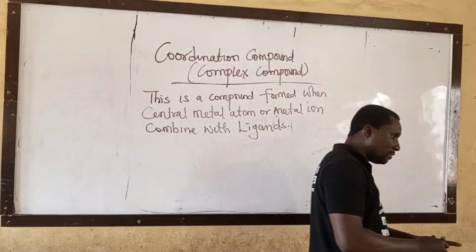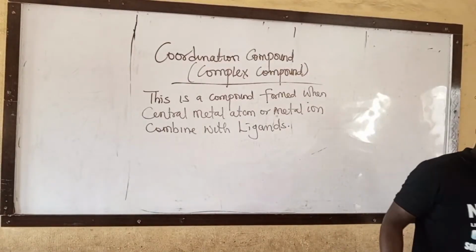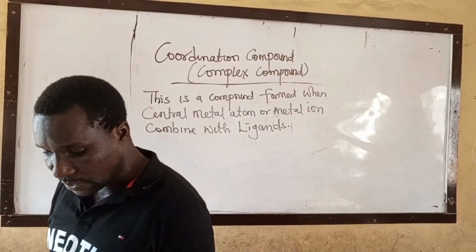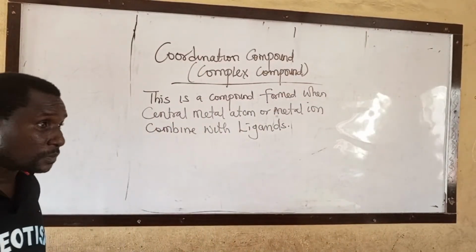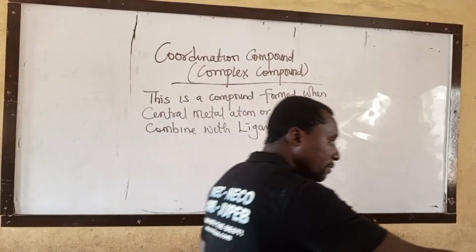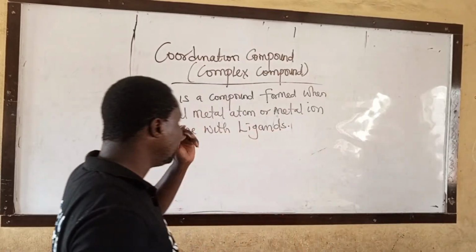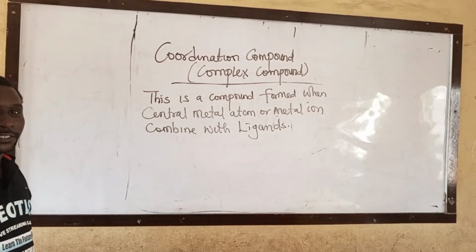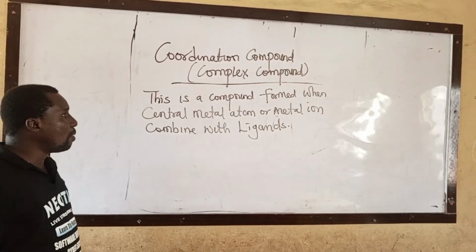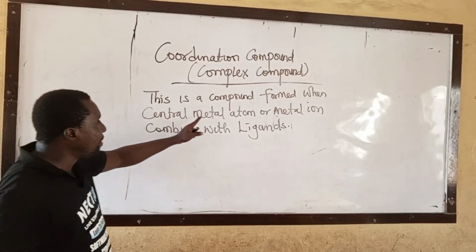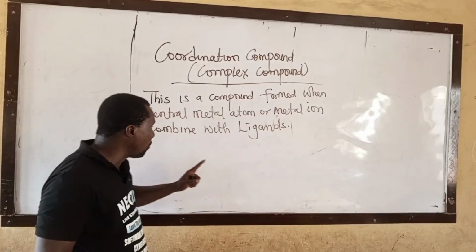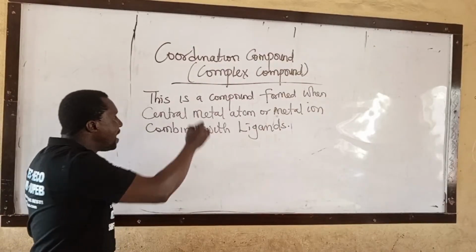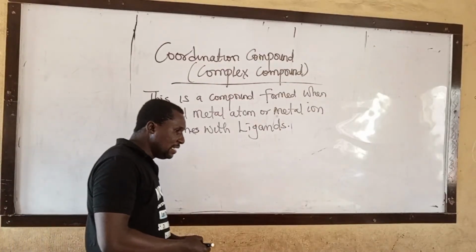With ligands. How will I explain? A coordination compound is formed when a central metal atom or metal ion combines with what? Ligands.